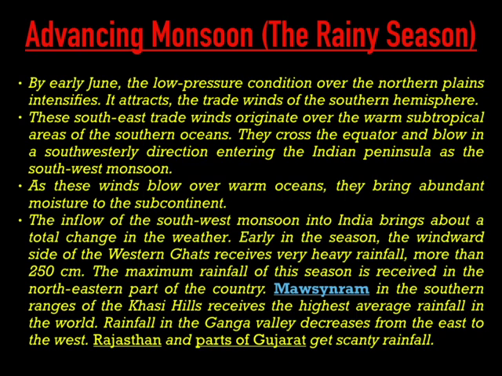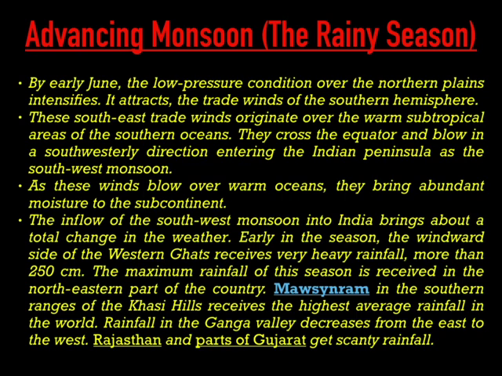Early in the season, the windward side of the Western Ghats receives very heavy rainfall, more than 250 centimeters. This happens due to orographic rain. As the orographic rain happens there, the clouds lose their moisture, and when they come to the leeward side of the Western Ghats, they give less rainfall. The maximum rainfall of this season is received in the northeastern part of the country. Mawsynram near Cherrapunji in the southern ranges of the Khasi Hills, located in Meghalaya, receives the highest average rainfall not only in India but also in the world. Rainfall in the Ganga Valley decreases from east to west.